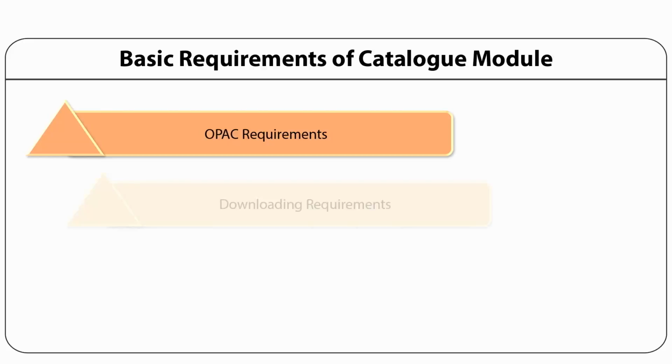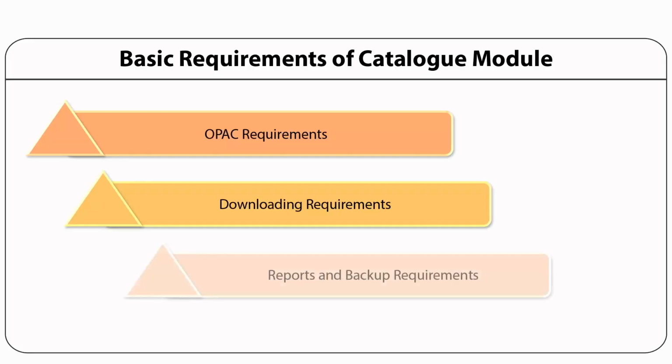Next, let's come down to downloading requirements, which should meet the following requirements. Support a Z39.50 compliant cataloging system, capturing of bibliographic and authority records from any Z39.50 server through its client, and also facilitate local manipulation of captured data.